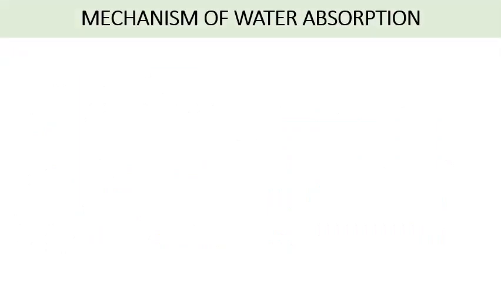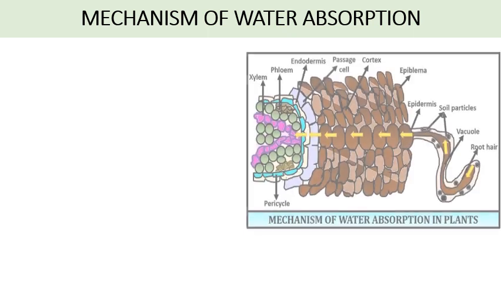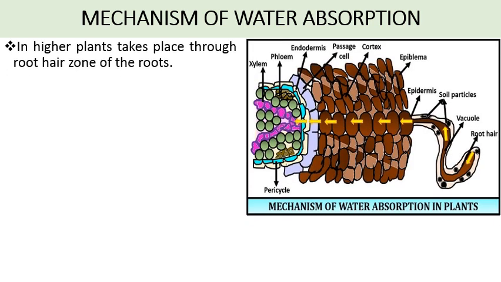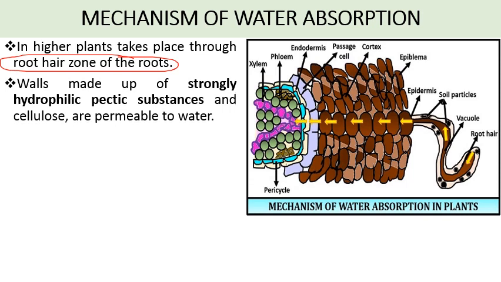Mechanism of water absorption: as we know, water is absorbed by roots. In higher plants it takes place through the root hair zone of the root. जो young root होती है उसके जो root hair zone है वहाँ से पानी का absorption होता है. Walls are made up of strongly hydrophilic pectic substances and cellulose, which are permeable for water. तो जो cell की walls हैं, root hairs की walls हैं, they are permeable to water and salts.